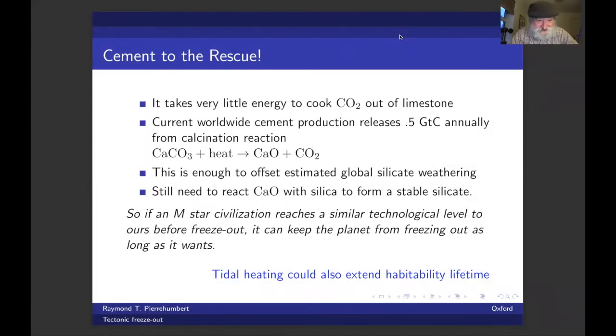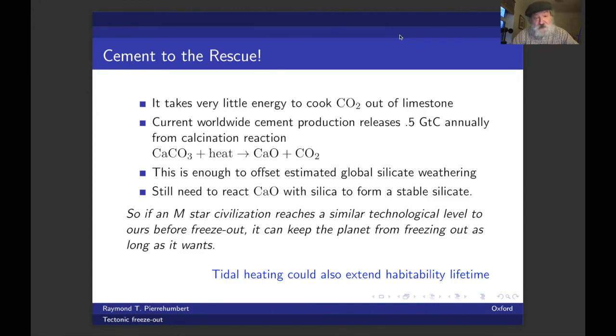Now for the crazy stuff. It actually takes very little energy to cook CO2 out of limestone. It's just that natural planetary processes are very, very inefficient at doing this. In fact, the current worldwide cement production releases a half gigaton of carbon annually just from the calcination reaction alone, which is enough to offset estimated global silicate weathering. Now, you still need to react CaO, which is quicklime, with silica to form an actual stable silicate. But basically, if an M-star civilization reaches a technological level similar to our own before tectonic freeze out, it can keep its planet from freezing out as long as it wants.